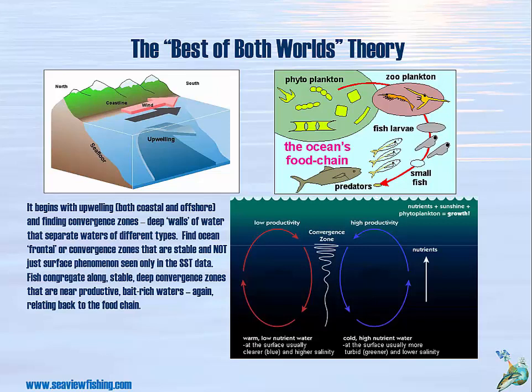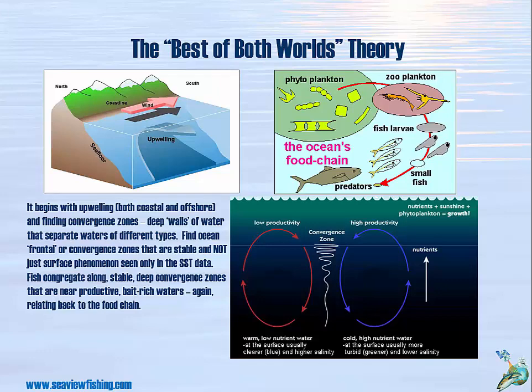Fish will congregate along these convergent zones, or walls, in the best of both worlds. On one side of the convergent zone, the water might be rich with nutrients and bait, but on the other side, the water may be clearer and be a preferred temperature of the target fish species, usually warmer. Coastal and offshore upwelling will often create these areas of contrast, the convergence zone.